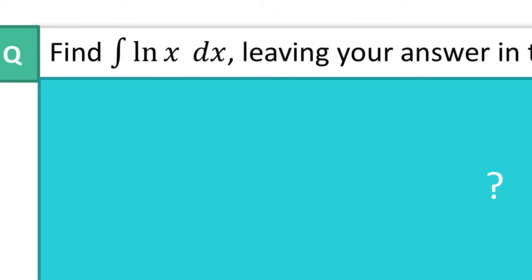Products. Absolutely. Okay, it's for products. Ln of x, is this a product? Yes or no? Yes. No. It is a product of what? So those of you saying no, it's not, no. It is a product of 1 times ln of x.